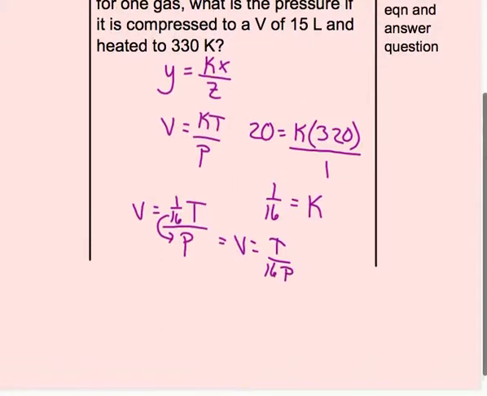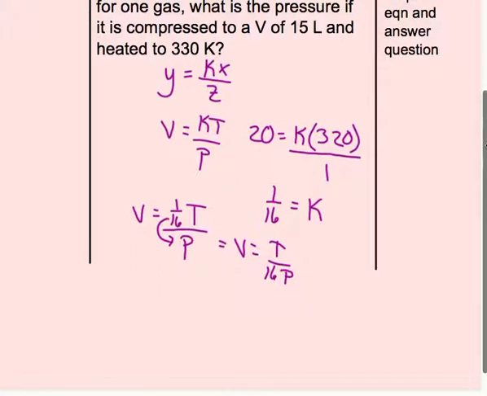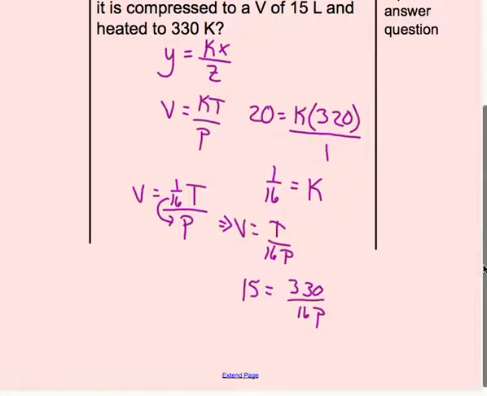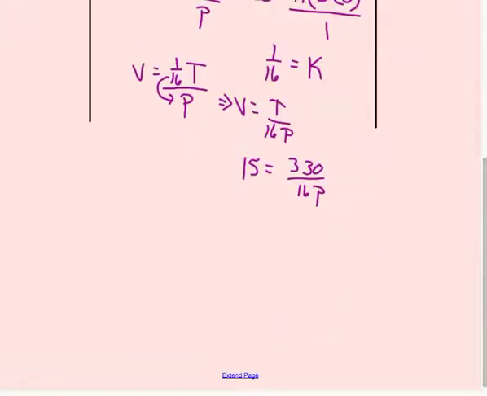Answering the question, what is the pressure if it's compressed to a volume of 15 and heated to 330? All right, so to solve this equation in the simplest manner possible, we want to solve for p. So I'm going to multiply both sides by p to get it out of the denominator and divide both sides by 15.